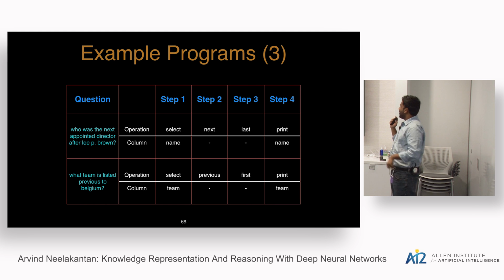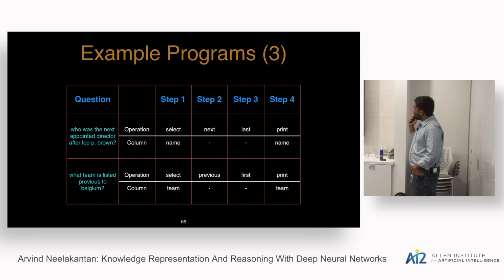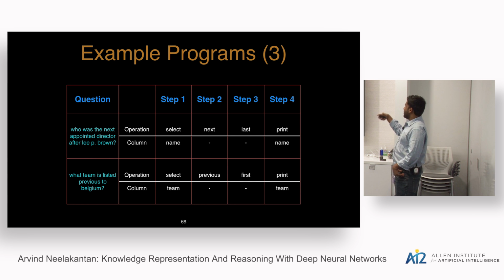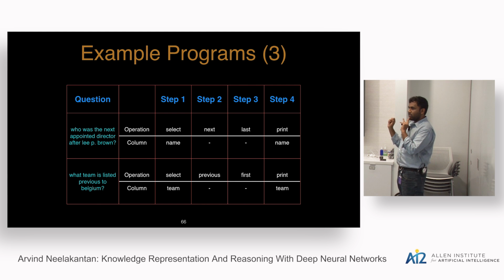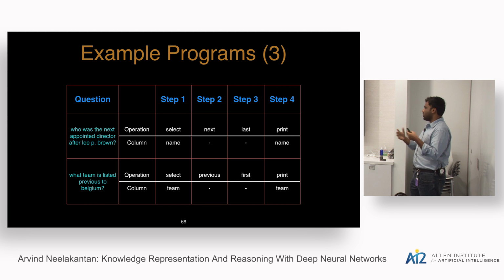Okay. So if you look at the first question, who was the next appointed director after Lee P. Brown? It selects the name column, and then it performs a next, which is correct. And then it calls a last function, which among the set of active rows only picks the last one, which is not required for this question. But since during training there's only one entry matching in the table, this would give you the correct answer. So this is one drawback of using weakly supervised examples, right?